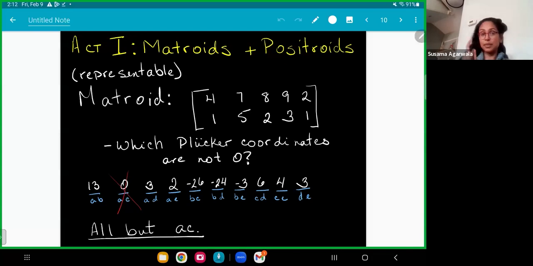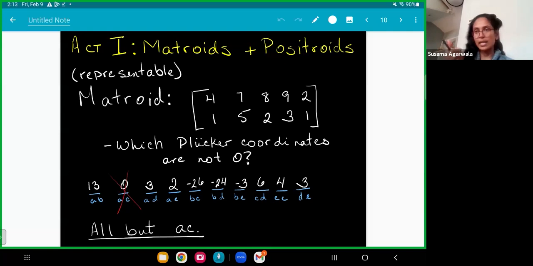I'm going to lie a little bit because everything here is a representable matroid. I'm going to drop the word representable. There are non-representable matroids, but I'm not going to worry about them because I don't care about them for this talk. So the matroid structure only cares about which of my Plücker coordinates aren't 0. I have a K by N matrix, and the only thing I care about is which of my Plücker coordinates are not 0. In this case, everything other than AC is non-zero. Well, that's my matroid structure. It's all of those other terms.